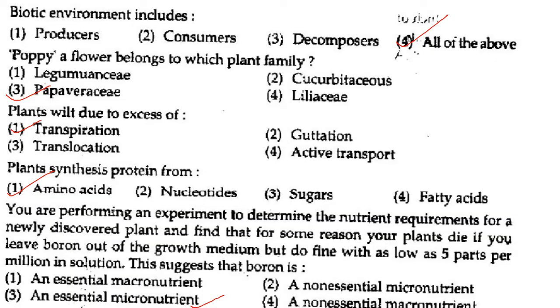You are performing an experiment to determine the nutrient requirement for a newly discovered plant and find that for some reason your plant dies if you leave boron out of the growth medium, but does fine with as low as 5 parts per million in solution. This suggests that boron is: option 1 an essential macronutrient, 2 a non-essential micronutrient, 3 an essential micronutrient, 4 a non-essential macronutrient. Answer is option 3, an essential micronutrient.